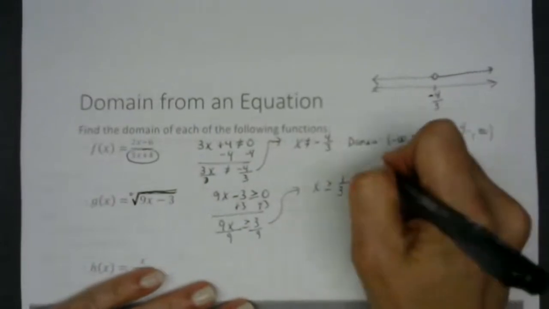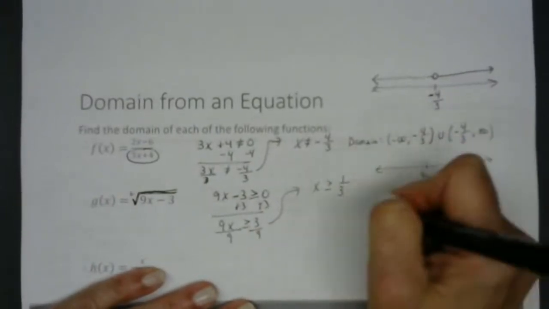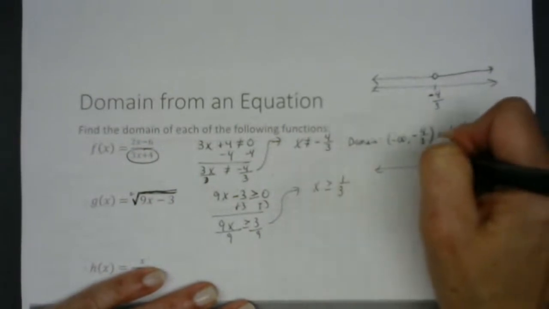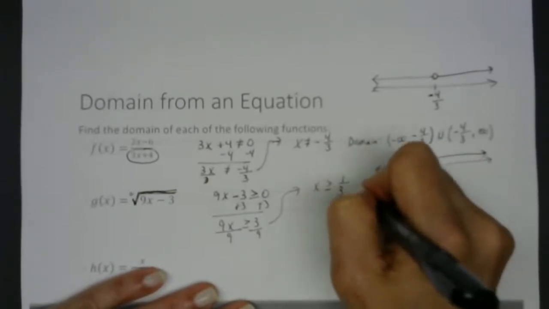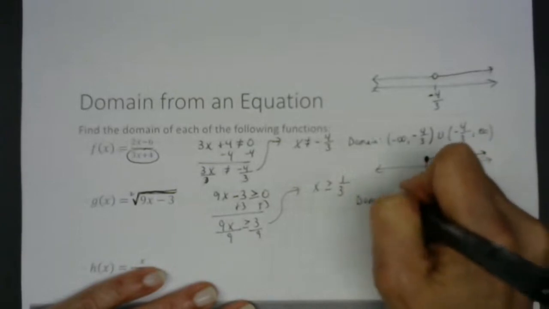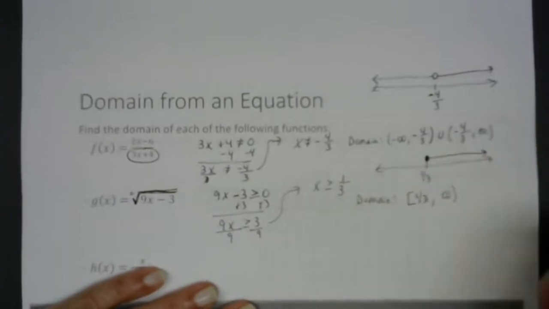So on the number line, what is that going to do? If 1/3 is here, we want everything greater than 1/3 and including that end value, so that's a closed circle. So my interval for my domain is going to look like this: square bracket 1/3 all the way to infinity.